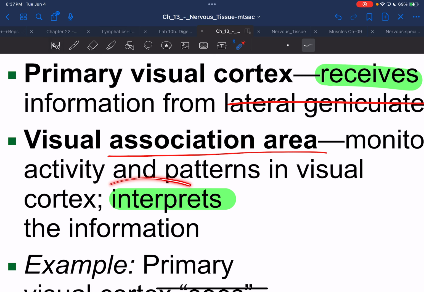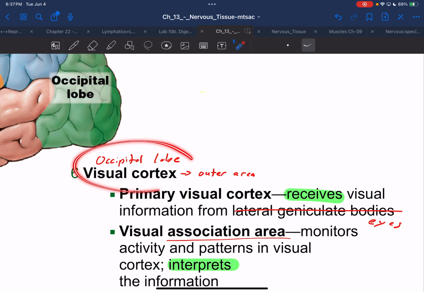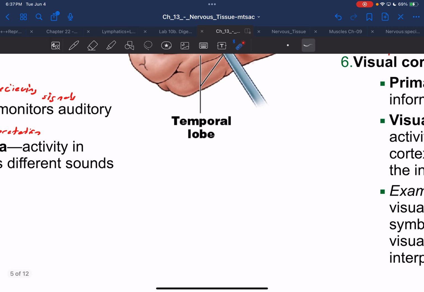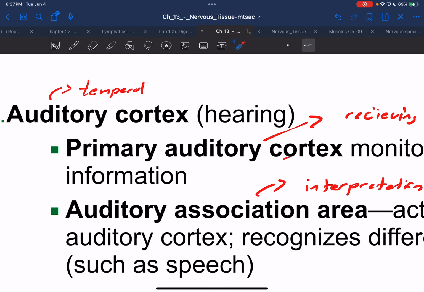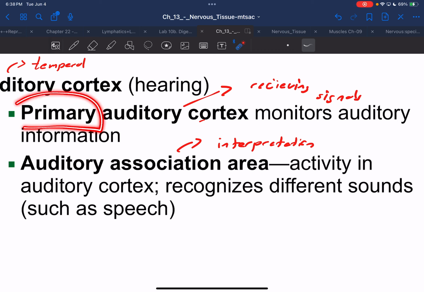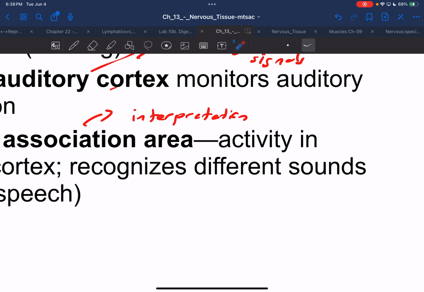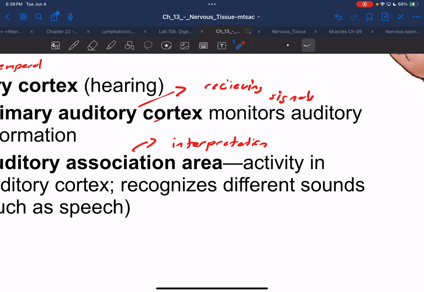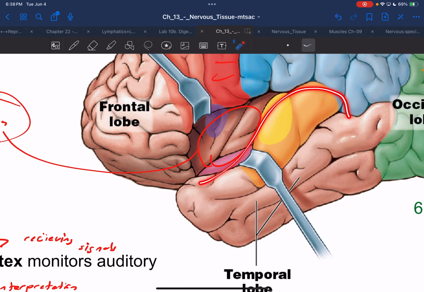You can tell the differences, or you can interpret what you're seeing, in that same lobe, the occipital lobe. And it's just as easy here. Auditory cortex, your temporal lobe. It's going to be the area where you receive sound, and then you interpret it. You can interpret different sounds like the letter A and O, right? You can determine the difference because in your temporal lobe, you not only receive signals, you also interpret them.